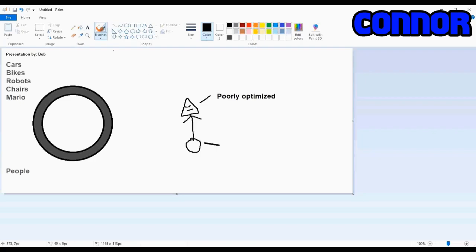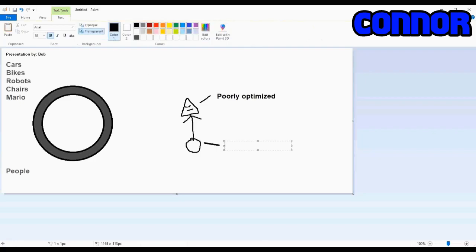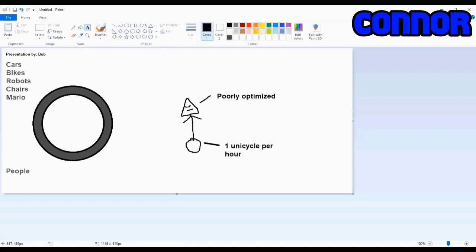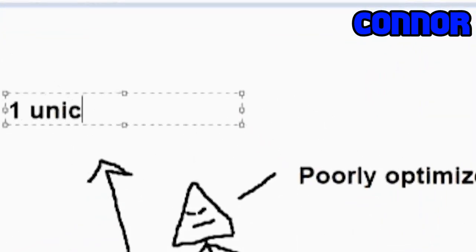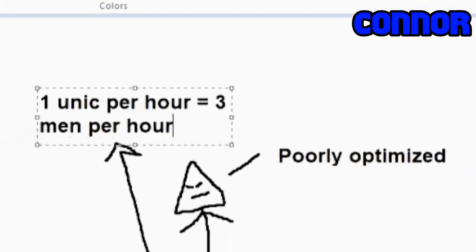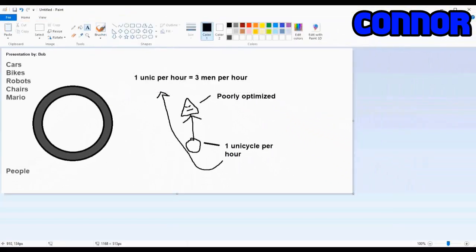The average speed of a unicycle is approximately one unicycle per hour. You're right. Now, equating this, we can bring this up to a mathematical equation, which is one unic per hour is equal to approximately three men per hour. When I'm referring to men, I am, of course, talking about the generalization of the human race. And that men per hour is actually equated back to walking speed.